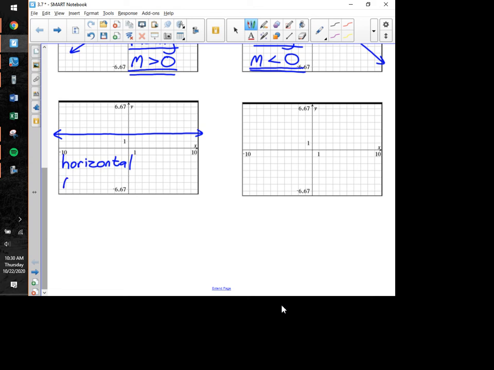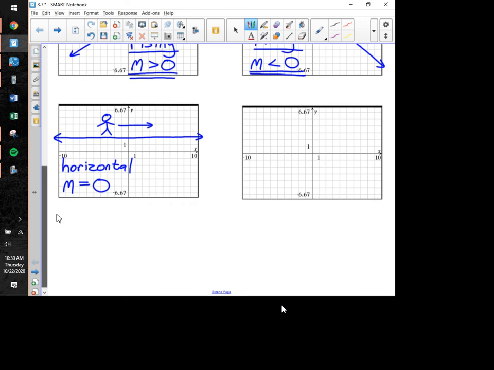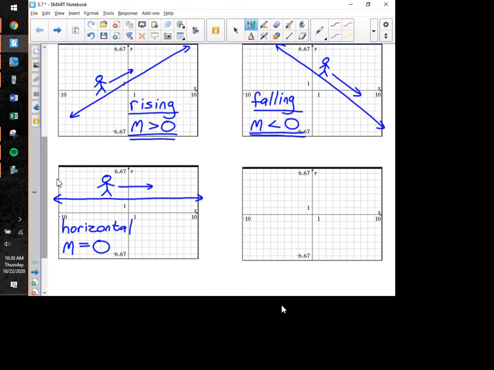And the slope of a horizontal line is not positive and not negative. The slope of your horizontal line is going to have to equal exactly 0. So if you were just walking on level ground, or maybe in the hallway at school or in your house or wherever you are, you would hope that the slope of the surface you're walking on would be 0. Okay, so that's horizontal.